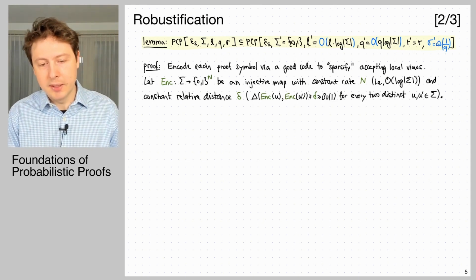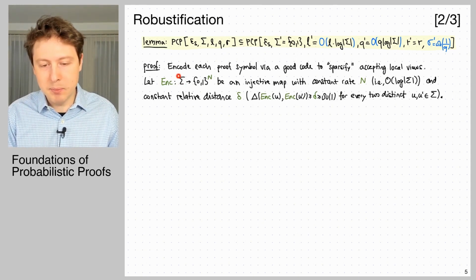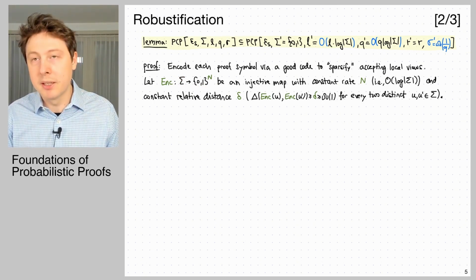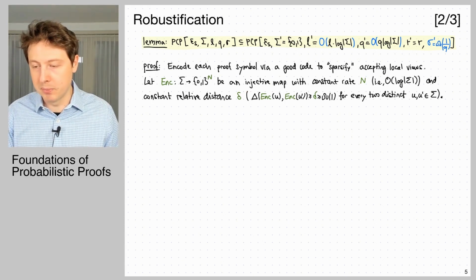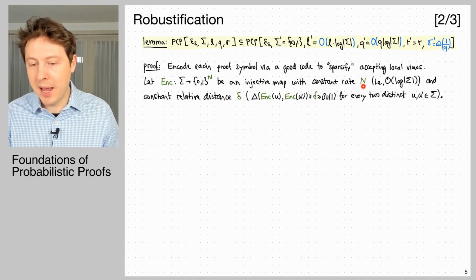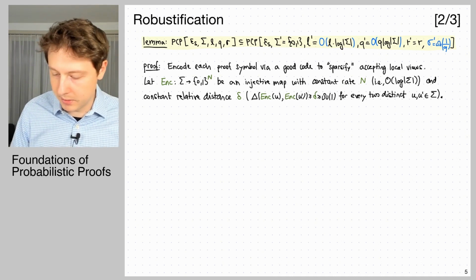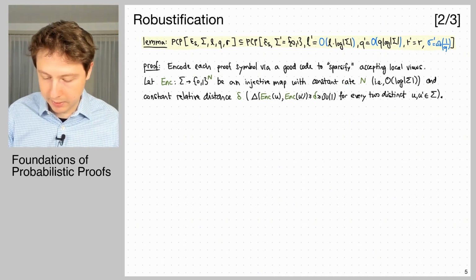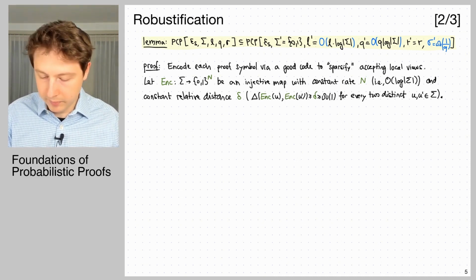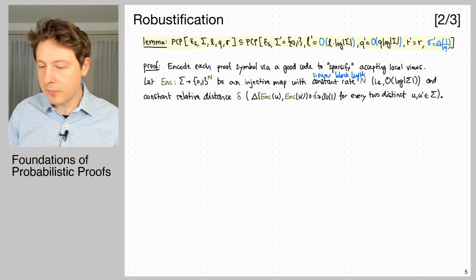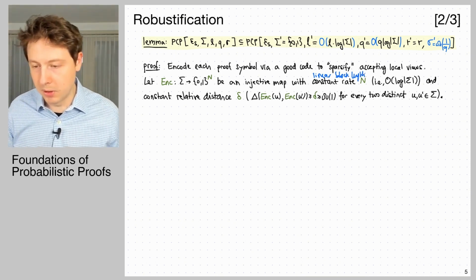So first, let enc, which maps a symbol to a string of bits, be an injective map with, so-called, and here I'm using coding theory terminology, but I'm also going to explain what it means, constant rate n, where n is the number of bits that come out. And when do we say constant rate? This is not really the rate, it's let's say linear block length. The rate is the message length over the block length.